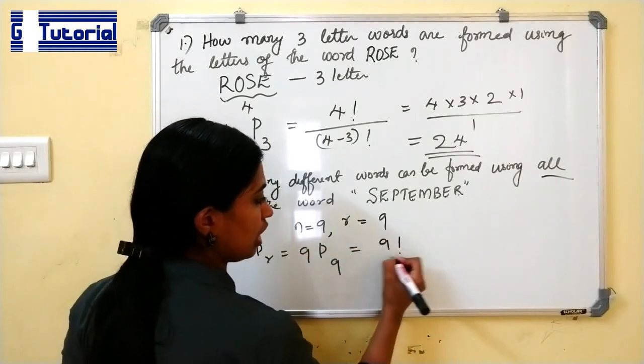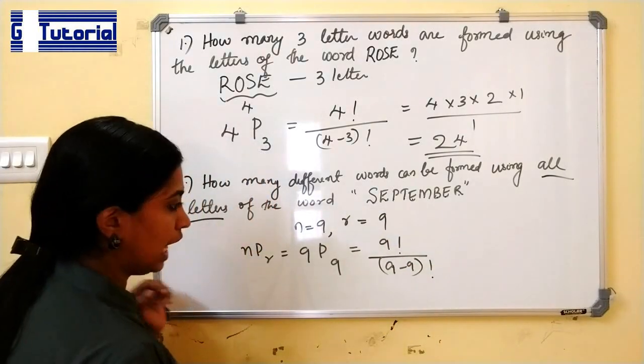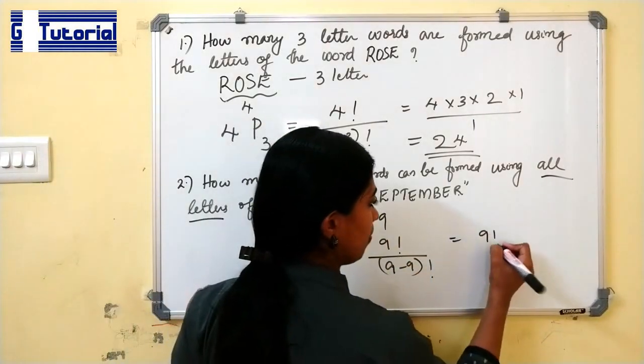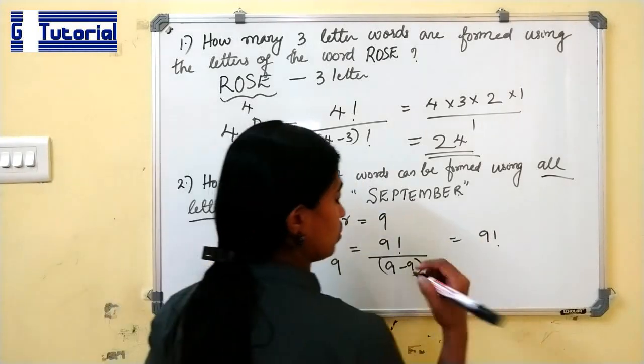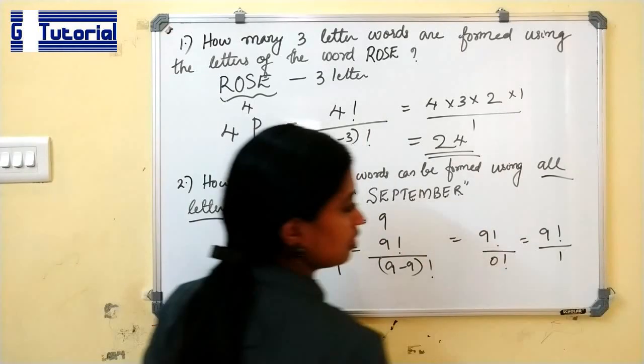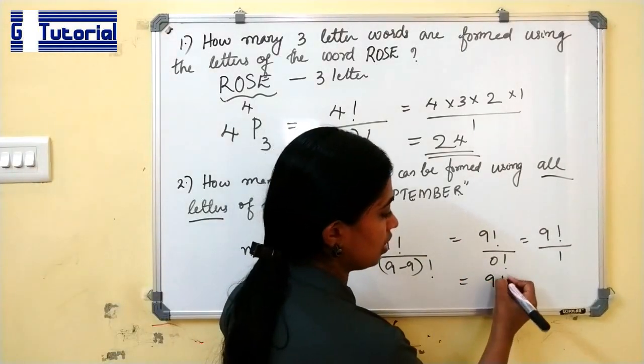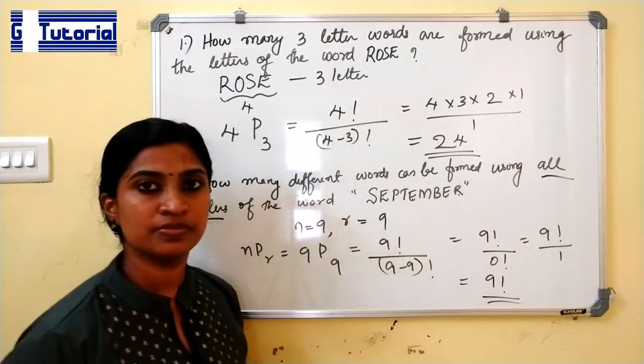So 9P9 is 9 factorial, n factorial by (n minus r) factorial. So 9 factorial by 9 minus 9, which is 0 factorial. 0 factorial is actually 1. So 9 factorial is the answer to this question. Next question.